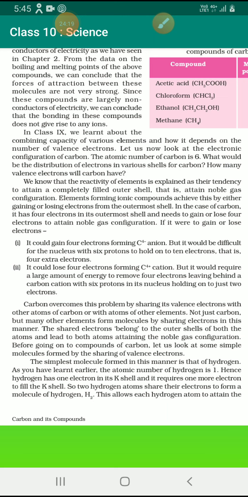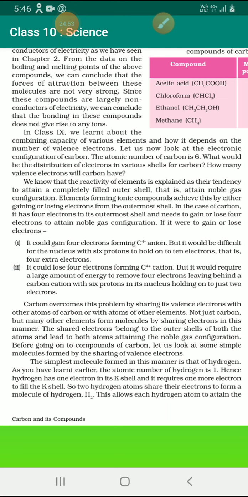Okay, the second point is given: it could lose 4 electrons and become C4 plus. Why 4 plus? Because it is donating, meaning positive. I told you in the previous class, gaining is a negative thing, and donating is a positive thing. So remember it in this way generally. Okay, fine, we have discussed it in the previous class, I hope. And then it could lose the 4 electrons to form C4 plus, that is a cation, right? Remember that cations are what we discuss in the metals chapter.